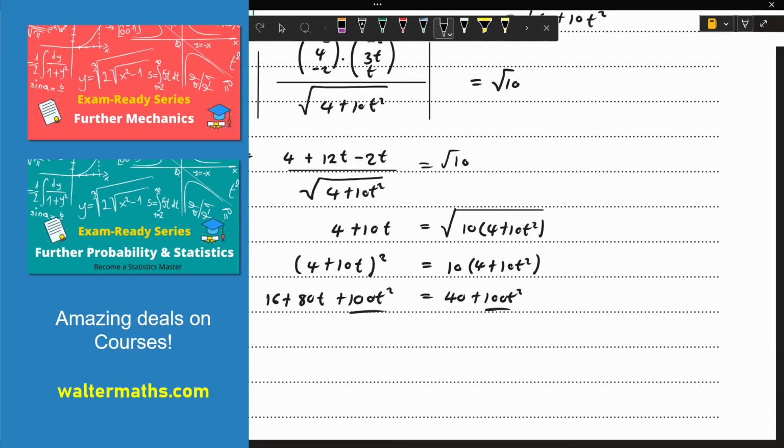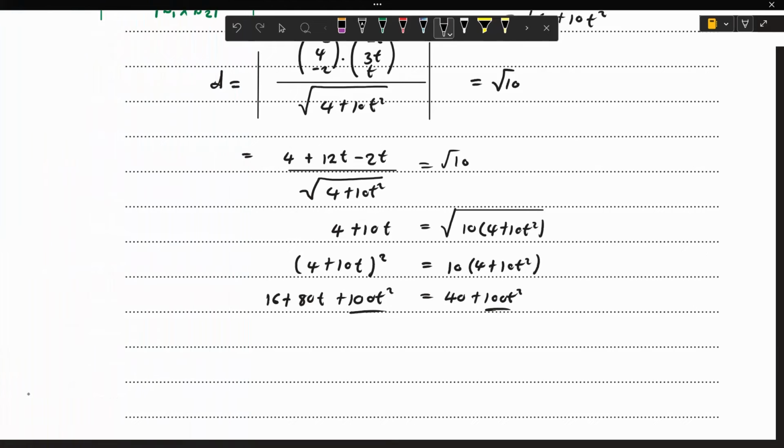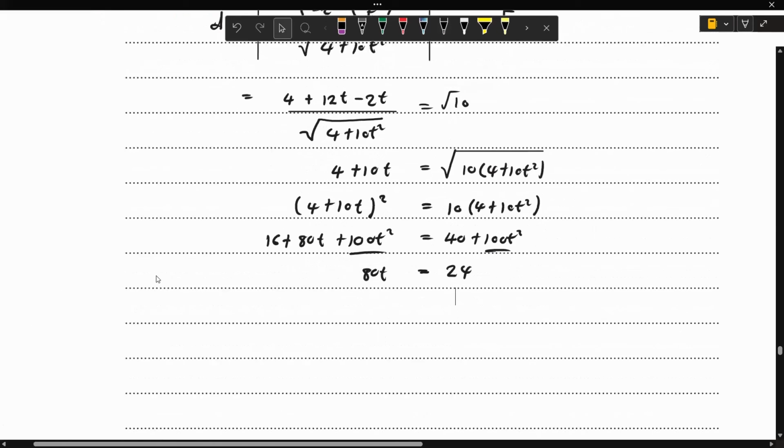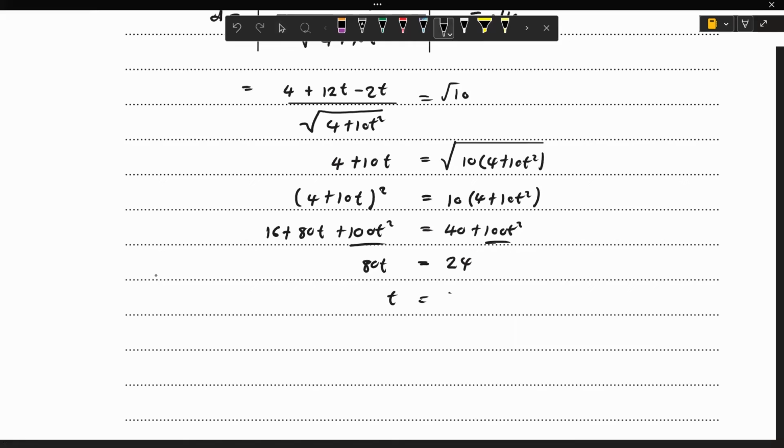Subtract 100t squared from both sides. So we have 80t is equal to 40 minus 16, which is 24. So t is equal to 24 over 80, which is 0.3. So that's how we find the value of t. t is 0.3 in this case.